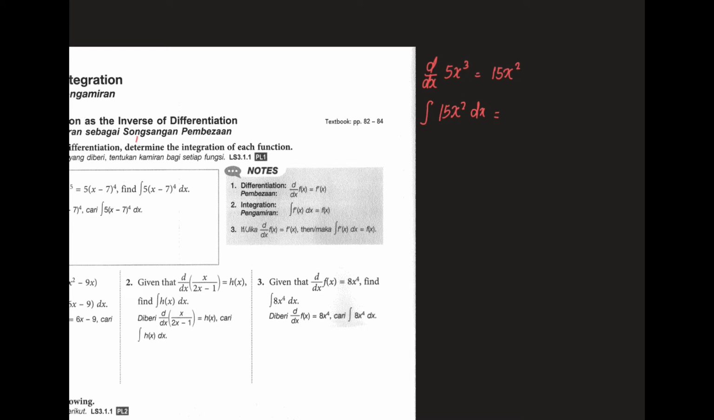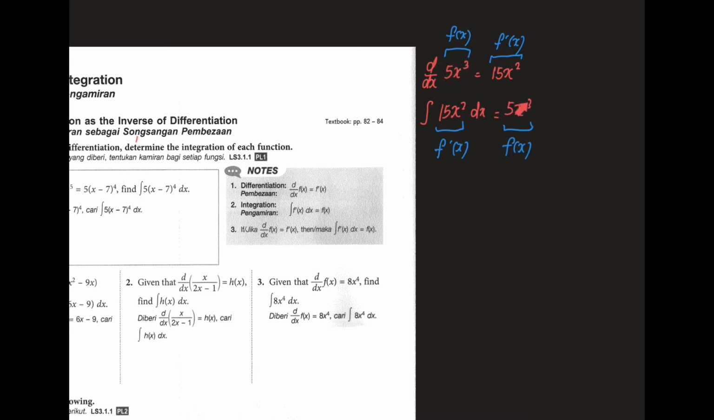This is your f(x). This is your f prime of x. So based on the formula, if you integrate f prime of x, then you will get f(x). So what is our f(x)? 5x cubed. So you will get 5x cubed. That is what I mean by inverse of differentiation. Differentiation, 5x cubed differentiates to 15x squared. When you integrate, then you will get back the 5x cubed.